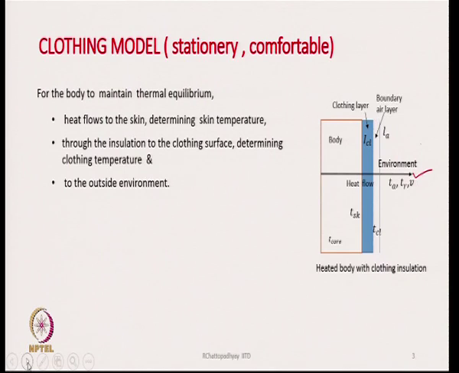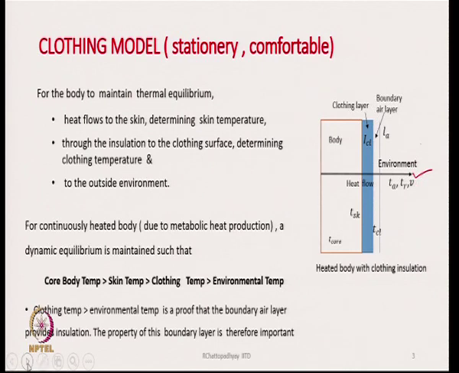For the body to maintain thermal equilibrium, heat flows to the skin from the core part of the body, and that will determine the skin temperature. Then it will also flow through the insulation to the clothing surface. So, clothing is acting as insulation, because clothing is in contact with the skin, therefore, from the skin it will flow through the clothing to the surface of the clothing, and that will determine the clothing temperature. And then from the clothing it will go to the environment. So, that is how the heat is going to flow.